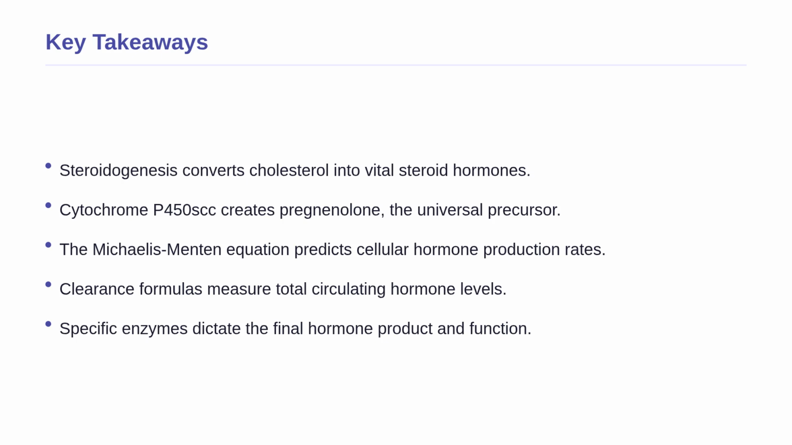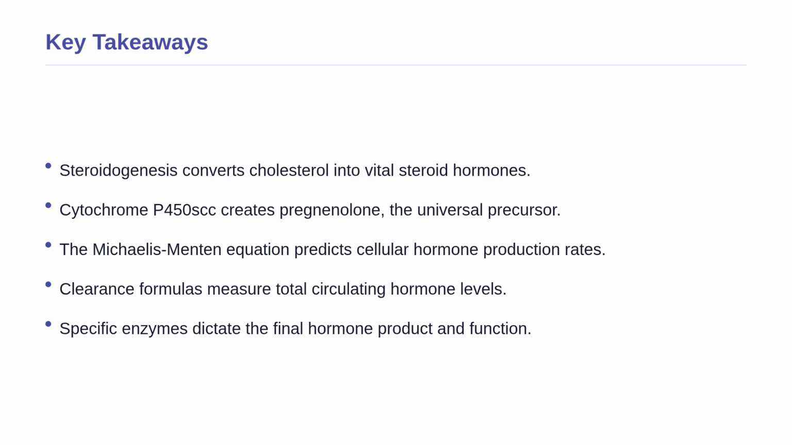We have covered a lot of ground today, so let us review the key takeaways. First, steroidogenesis is the vital biological manufacturing process that converts basic cholesterol into life-sustaining steroid hormones. Second, remember that the enzyme cytochrome P450 SCC is the gatekeeper, creating the universal precursor, pregnenolone.